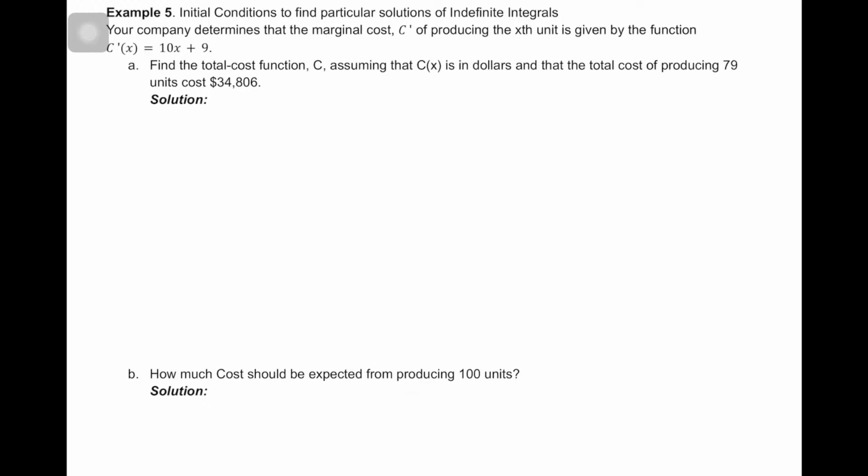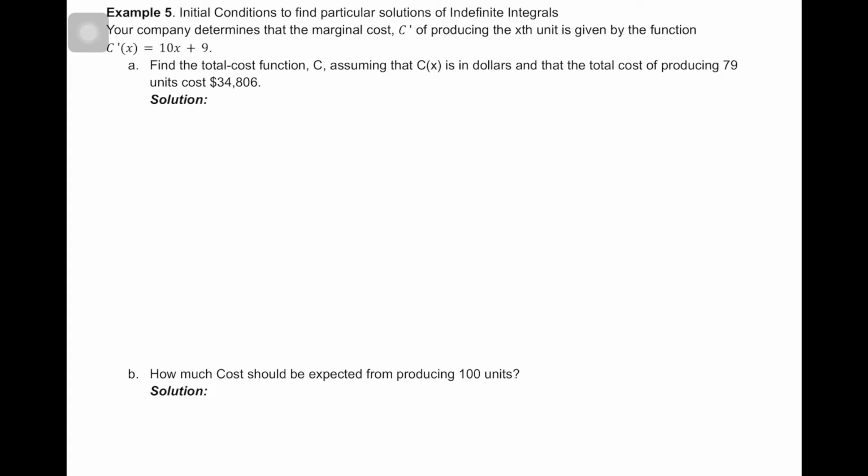All right, welcome back. So we're gonna jump into example number 5, and it's gonna be the same thing as finding the original function given extra information or particular conditions of the function. So your company determines that the marginal cost C prime of producing the x unit is given by the function C prime of x equals 10x plus 9. That makes sense. That's the definition, right?